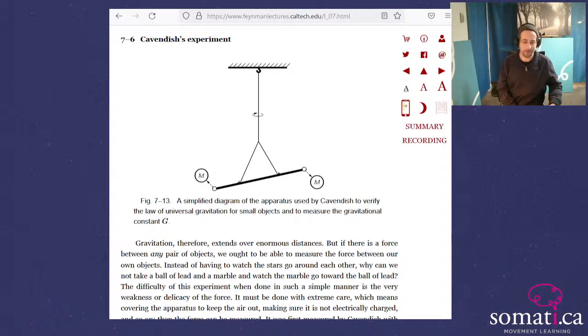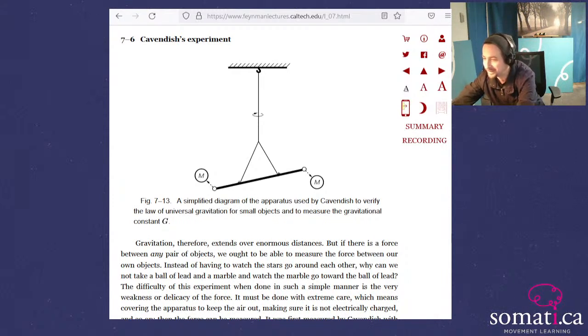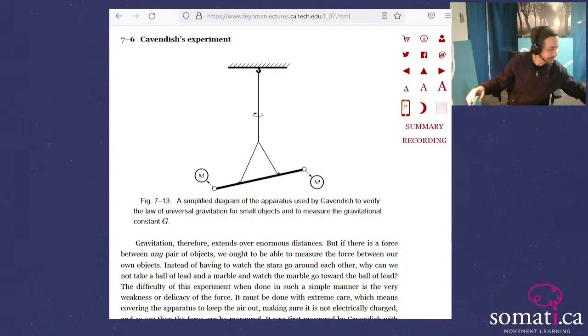To another movement learning session where I'm working with... oh, there's a little bit of echo there. That's definitely not right.